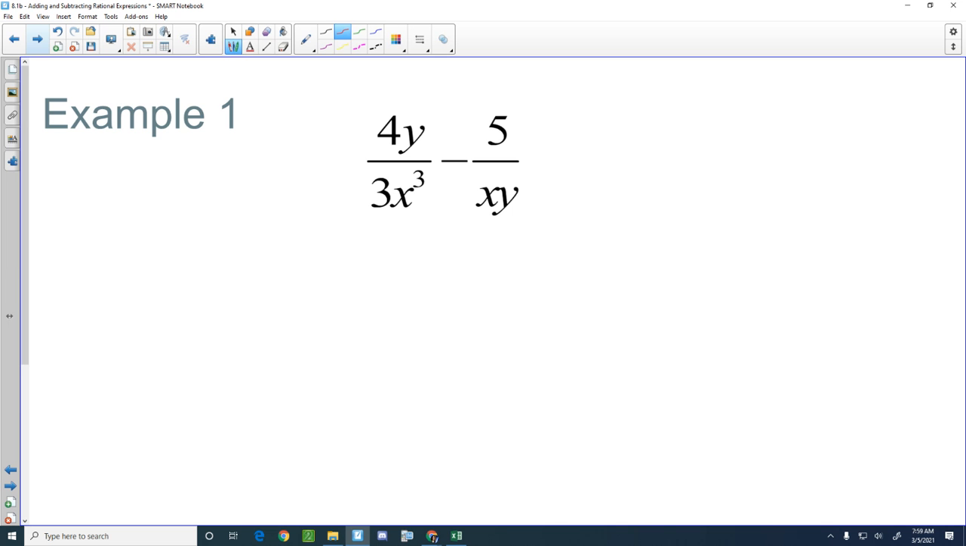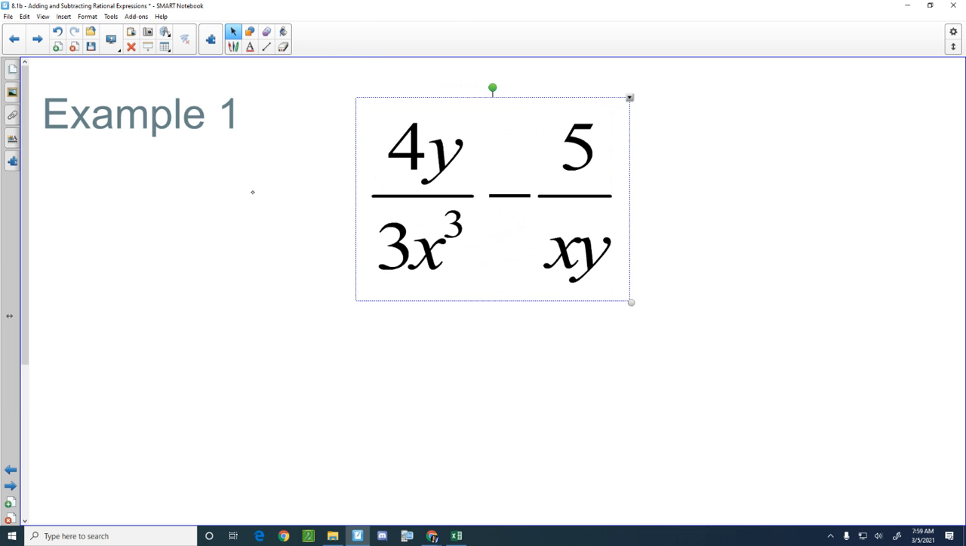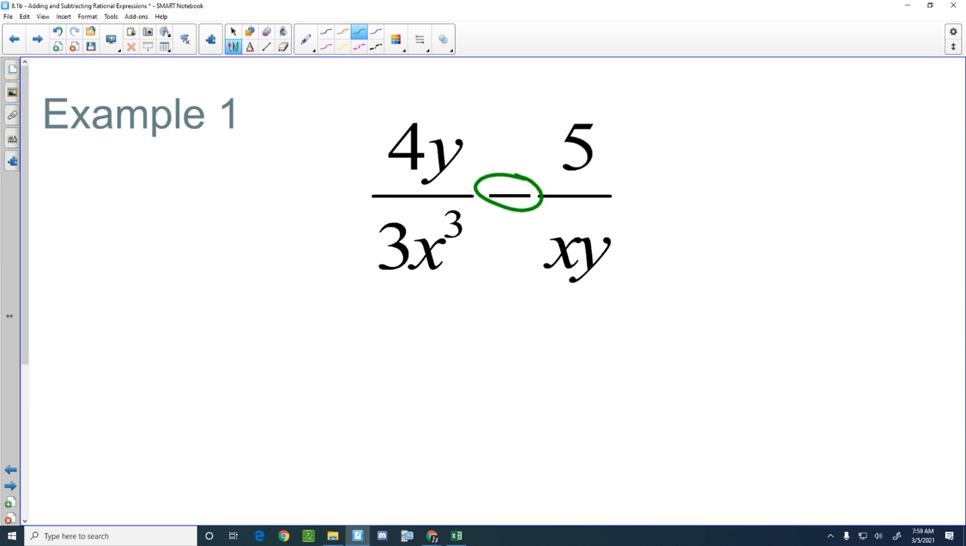So let's just practice this, everybody. Here's example 1. I want you to try this on your own. Only difference for this problem is look at the sign in the middle. It's subtraction. Still the exact same idea. Get yourself a common denominator and then combine them.